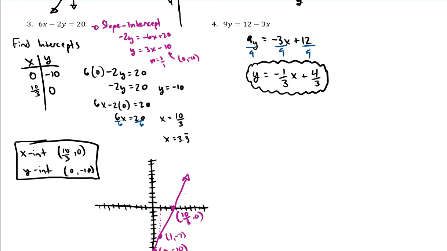Okay, and then now we just need to plot it. So we've got our y-intercept. Let's go mark that. That's our y-intercept, (0, 4/3). And then our slope is -1/3. Remember, it's negative, so that would be down and right. Okay, so it's (0, 4/3).